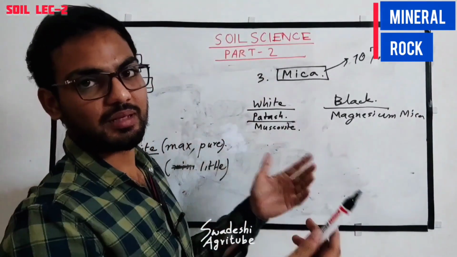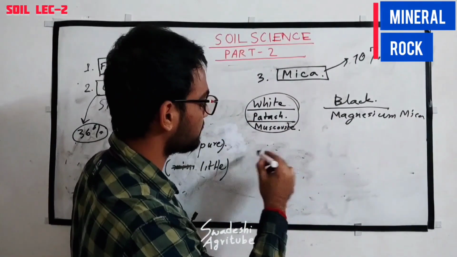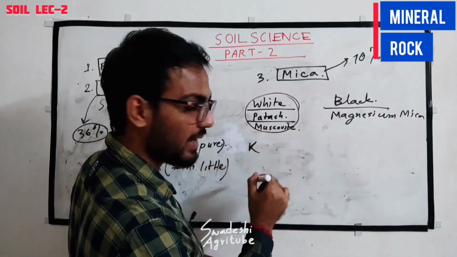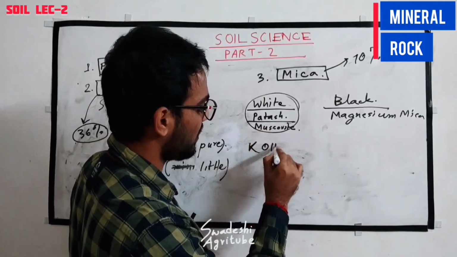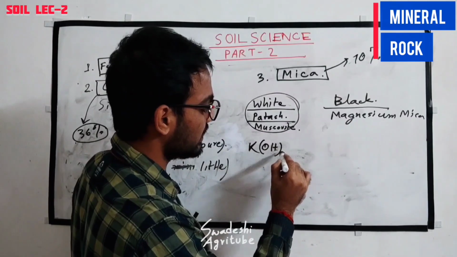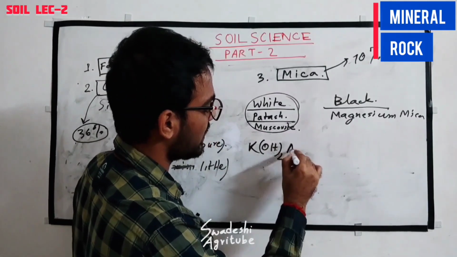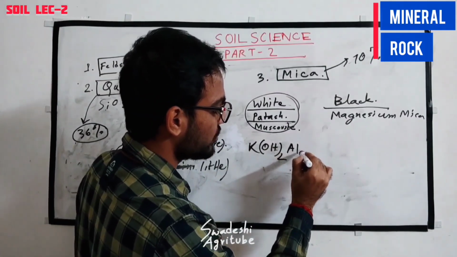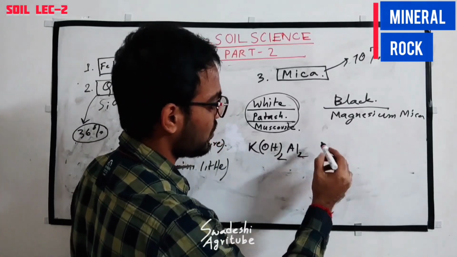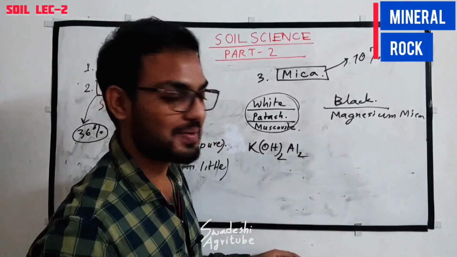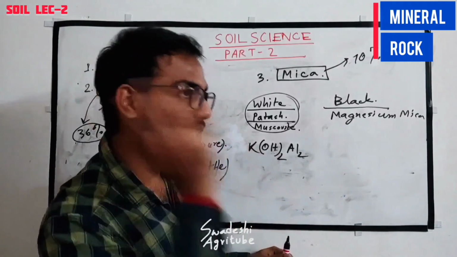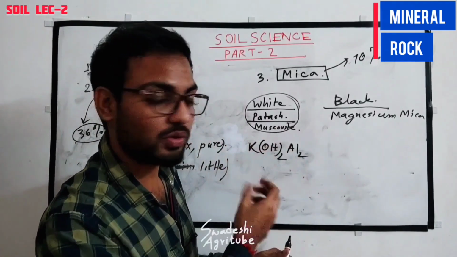The chemical formula of the white mica is KOH whole 2, Al2. Now you can see that I am not just remembering those things; I am remembering the story I have made and putting that story in. The story is in the Bengali language, but I am going to help you understand.